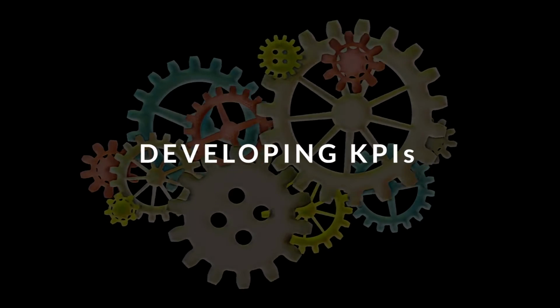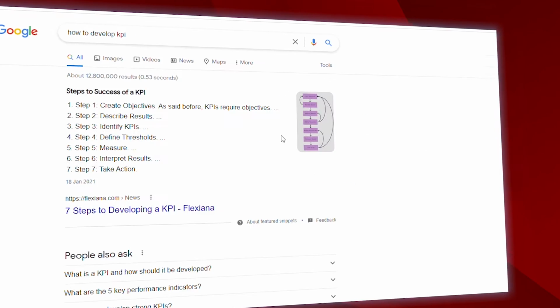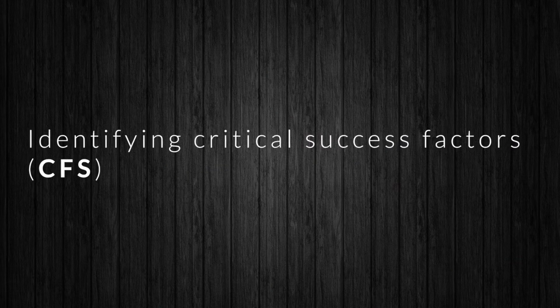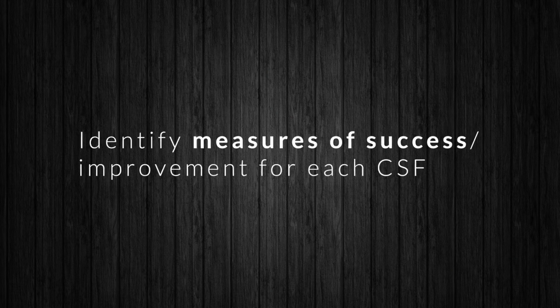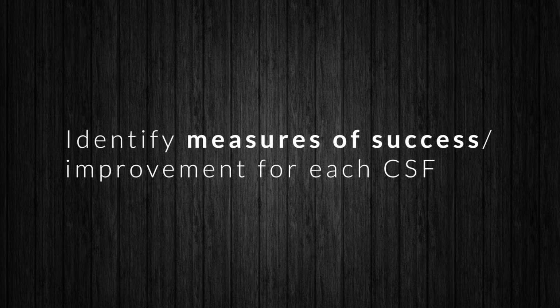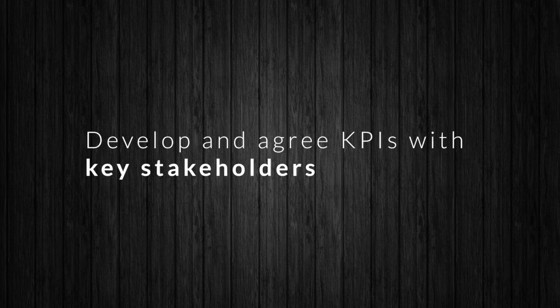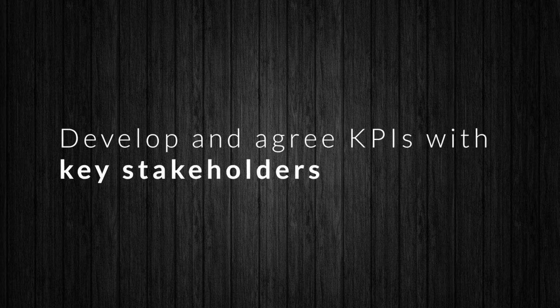Now let's talk about developing KPIs. When it comes to developing KPIs, you can just go to Google and type how to develop KPIs, and then you see how that goes. But there are simpler ways to go about it. With KPIs, there are three steps you have to take when you're developing them. Step 1, identify critical success factors. Step 2, identify measures of success or improvement for each critical success factor. And finally, develop and agree KPIs with key stakeholders.